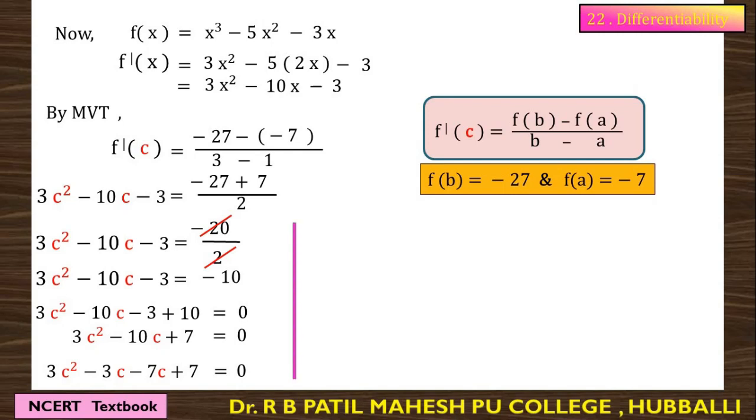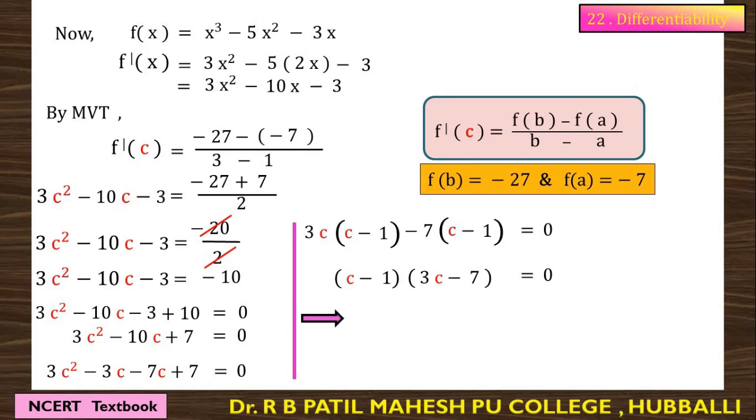Now from this, 3c we can take common, c minus 1, and in the second term, we can take minus 7 common, you will get c minus 1 is equal to 0. From this you will get c minus 1 into 3c minus 7 is equal to 0. So this implies c minus 1 equal to 0 or 3c minus 7 equal to 0.